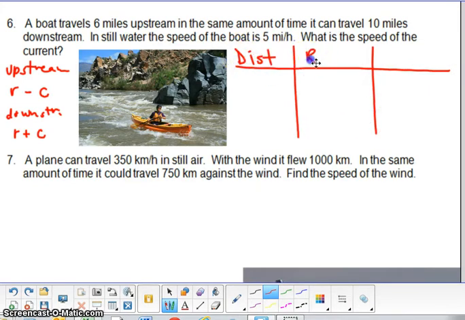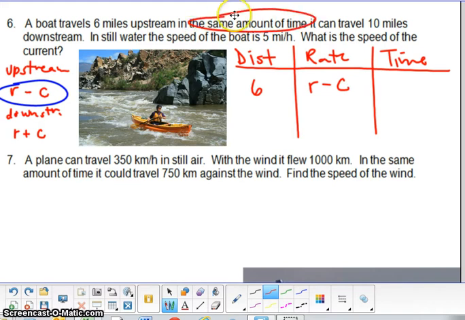So we have distance, rate, and time. And they told us that the distance of the boat going upstream is 6 miles. Now the rate of the boat going upstream, we're going to use this right here, because it's going to affect what the rate of the boat is. So we'll put R minus C. The time, they say, is the same amount of time, so we're just going to give that a T.